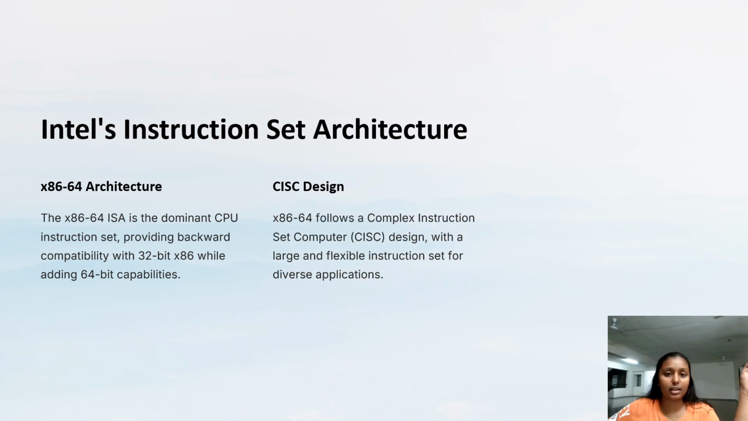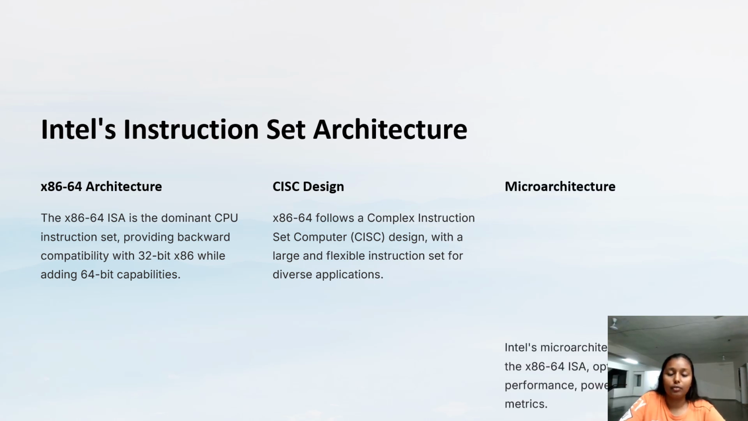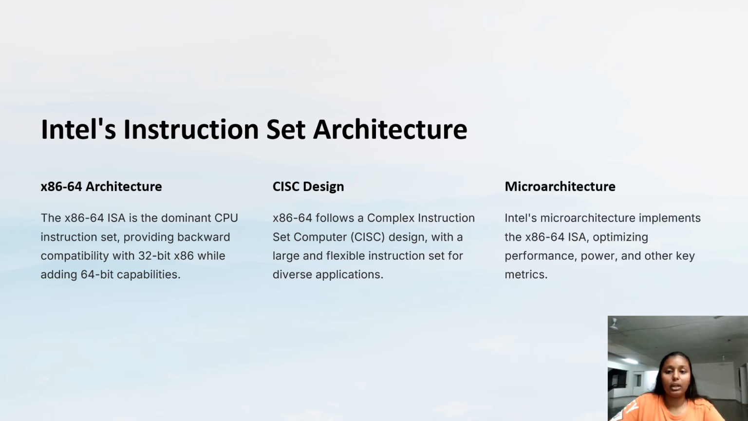In CISC architecture, instructions are often complex and can perform multiple low-level operations in a single instruction. CISC basically stands for Complex Instruction Set Computer. So it helps simplify programming at assembly level, and it can represent what would be several instructions in a simpler RISC architecture. It follows CISC design with a large and flexible instruction set for diverse applications.